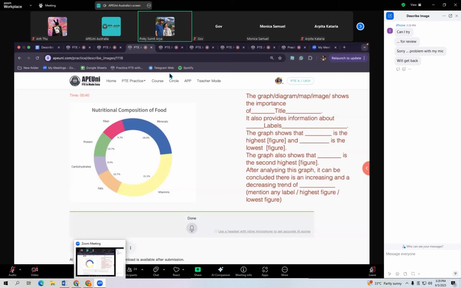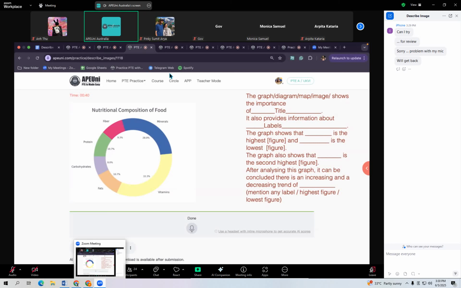Okay. Let's go. The graph shows the importance of nutritional composition of food. It also provides information about minerals, vitamins, fats, carbohydrates, protein, and fiber. The graph shows that the vitamin is the highest and the lowest is minerals. The graph also shows that the second highest is minerals, which is 28%. After analyzing this graph, it can be concluded there is an increase trend in vitamins and a decrease trend in minerals.